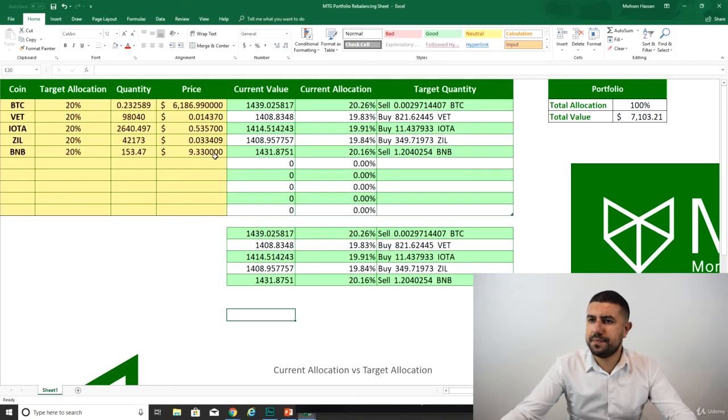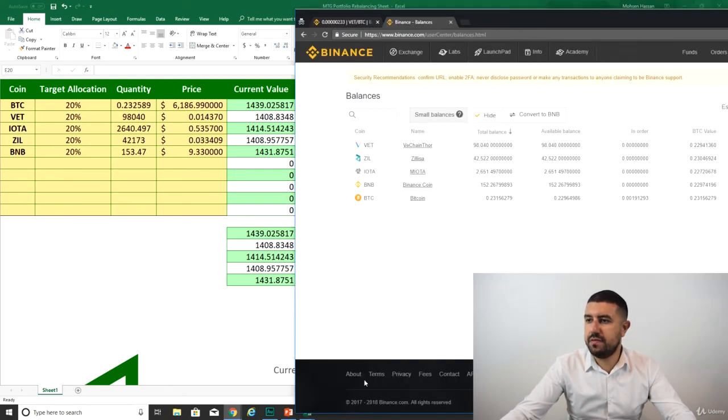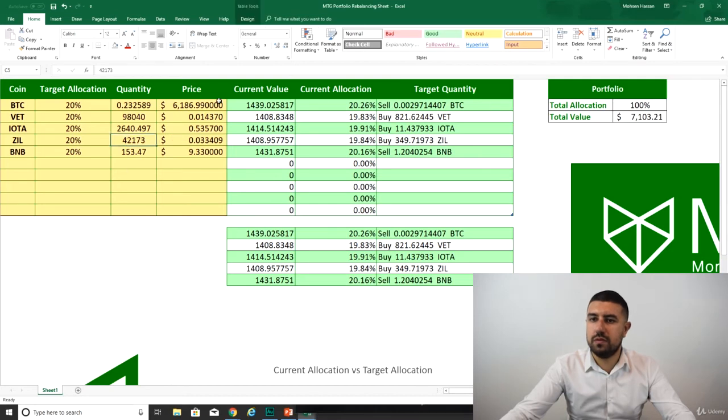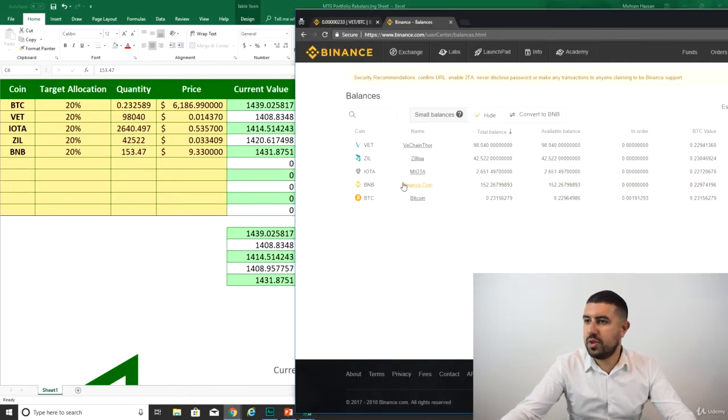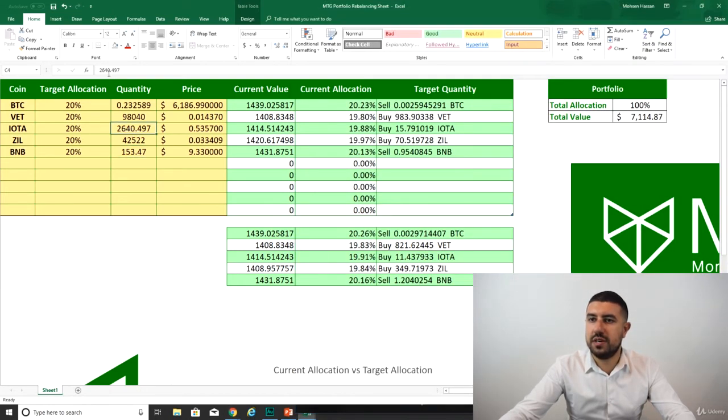Okay, perfect. So how much do we say for Zilliqa? We have 42,522, so 42,522. How much for IOTA? Well, IOTA, we have 2,651 and 497. So 651. So I'll just change this to 651. That's my new quantity.